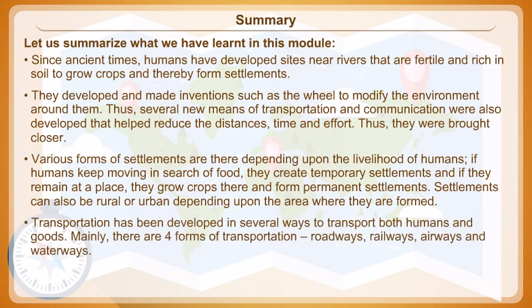Transportation has been developed in several ways to transport both humans and goods. Mainly, there are 4 forms of transportation: roadways, railways, airways, and waterways.